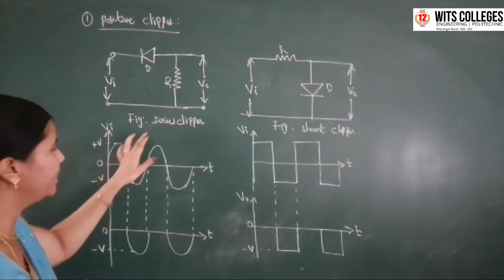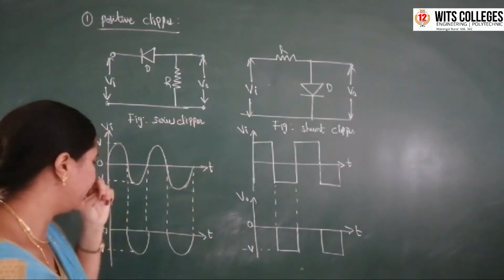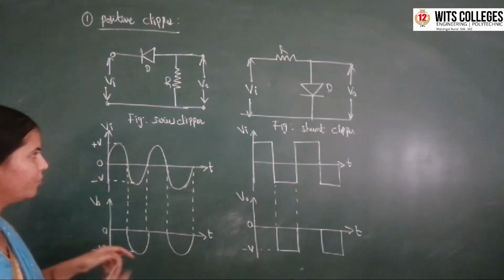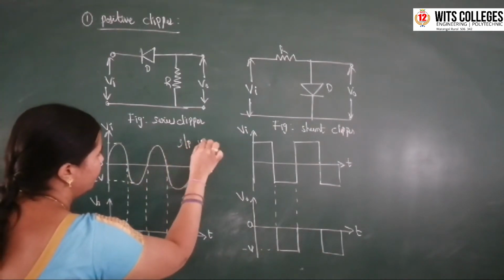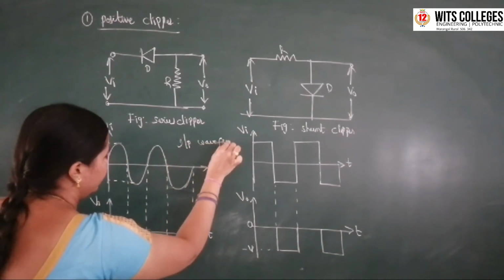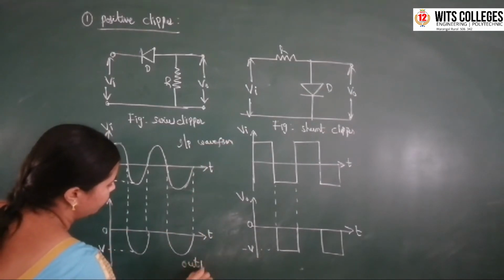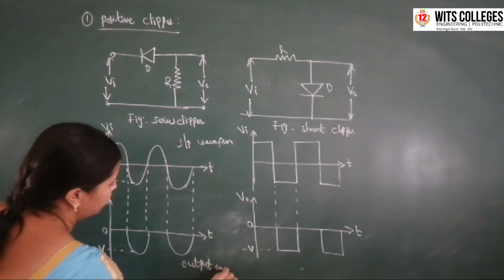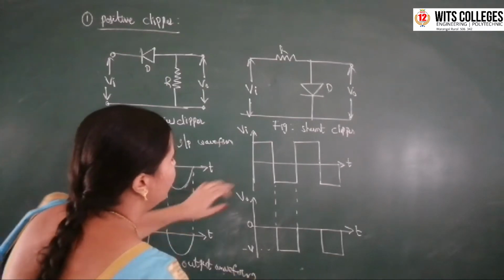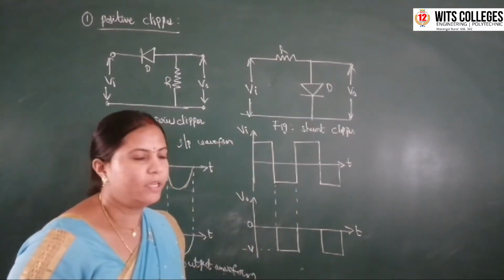So that's why we named it as series clipper and shunt clipper, and these are the input and output waveforms. This is the input waveform and this is the output waveform of the series clipper. Like this, these are also the input and output waveforms of the shunt clipper.